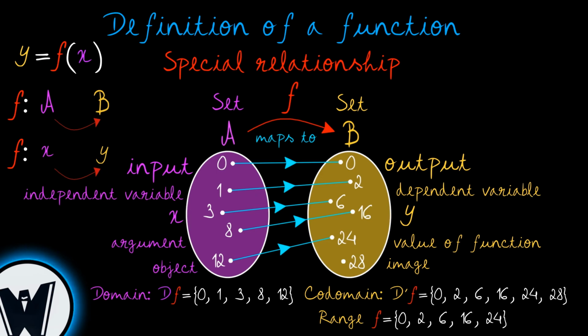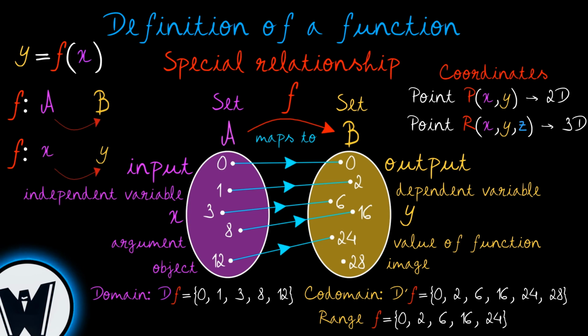This correspondence of set values originates coordinates that are ordered pairs. Ultimately, this is the best way to represent a function through a set of points, and the number of coordinates depends on the dimension that we are working in. 2 dimensions, 2 coordinates, x and y; 3 dimensions, 3 coordinates, x, y, and z; and so on.